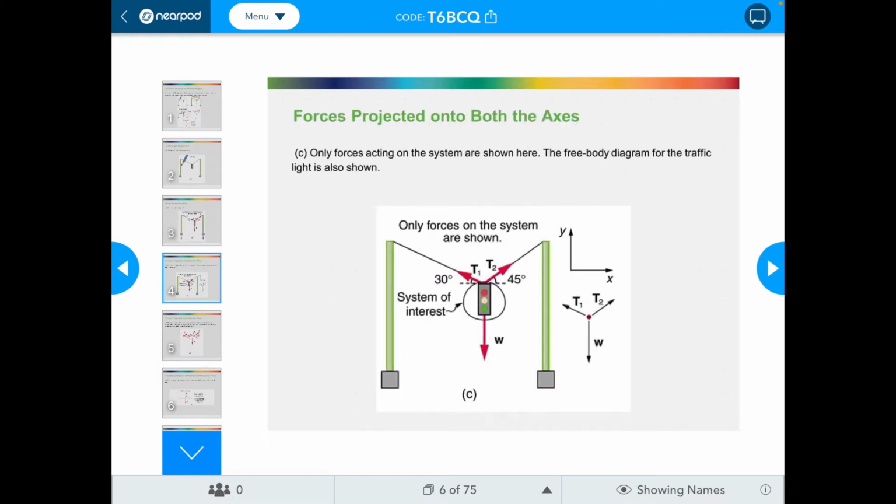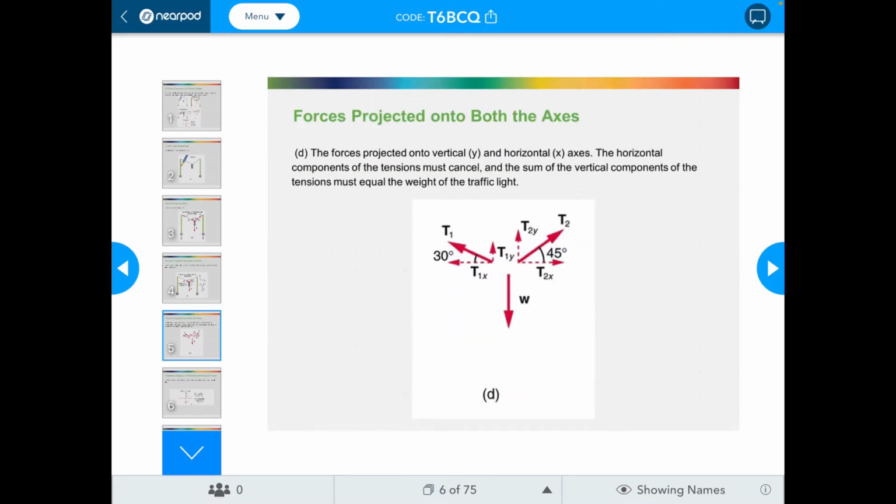Now, one thing is going to remain the same. The tensions going up are still going to be combining together to counteract the weight of the traffic light. So that's going to help us out.